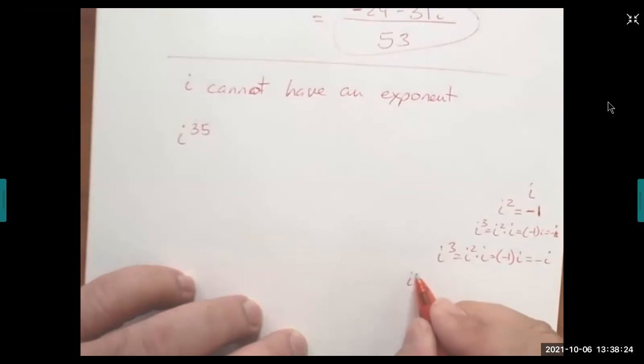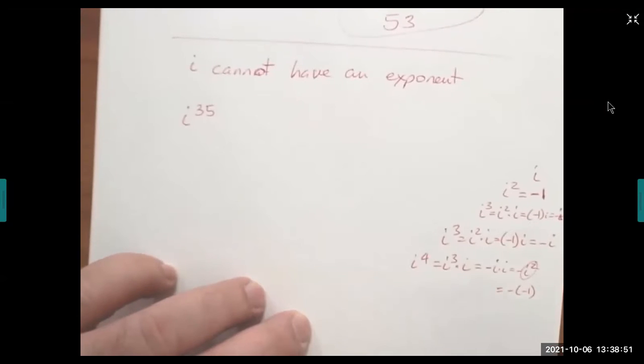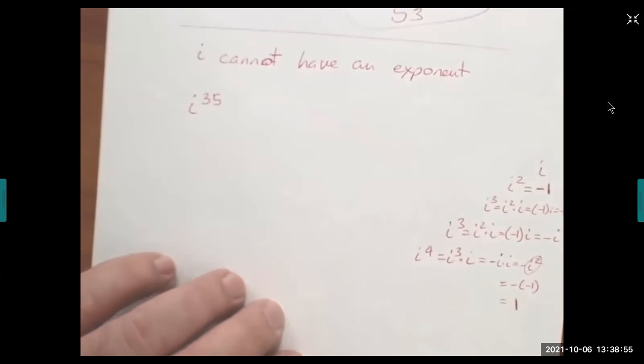i to the 4th is i cubed times i. What's i cubed? i cubed is negative i. Negative i times i is negative i squared. i squared is negative 1. So negative times negative is a positive. So i to the fourth is 1.